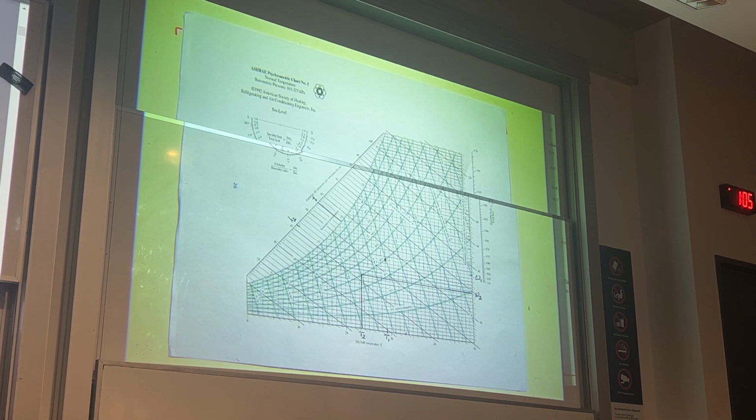Is everyone comfortable using the psychrometry charts? So there's a bit to them. It's a bit hard to see, but pretty much these parabolic lines.